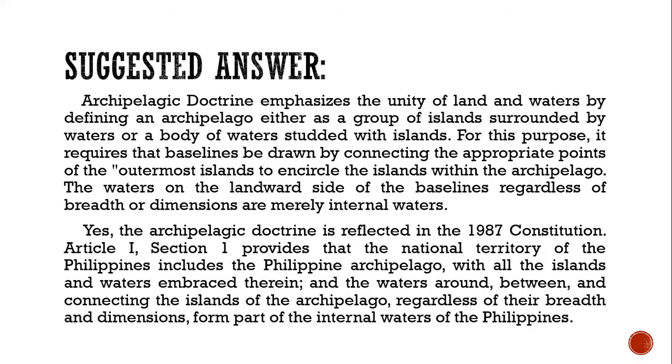This is quite long actually, so let me read it first before I discuss it. Archipelagic Doctrine emphasizes the unity of land and waters by defining an archipelago either as a group of islands surrounded by waters or a body of water studded with islands. For this purpose, it requires that baselines be drawn by connecting the appropriate points of the outermost islands to encircle the islands within the archipelago. The waters on the landward side of the baselines, regardless of breadth or dimensions, are merely internal waters.